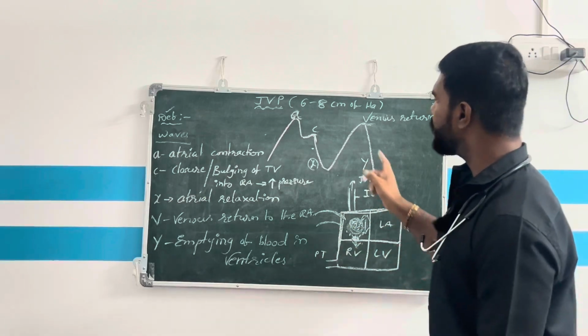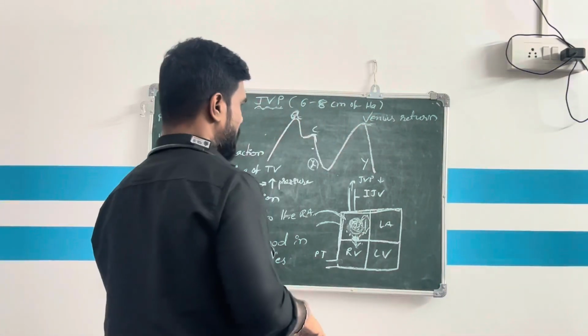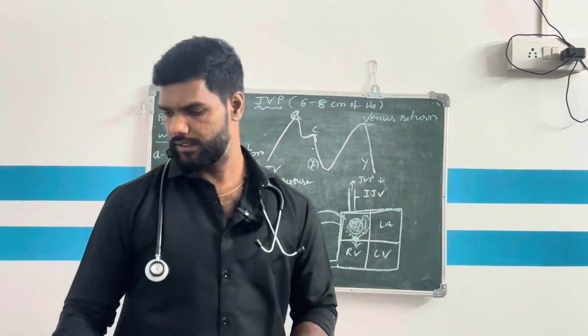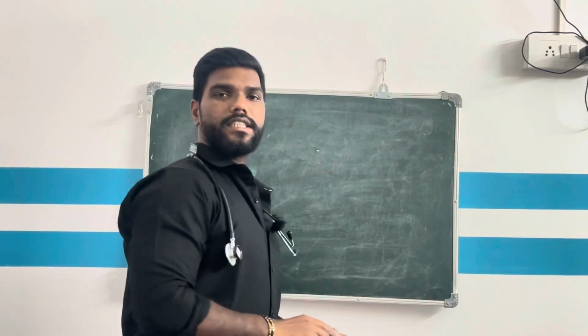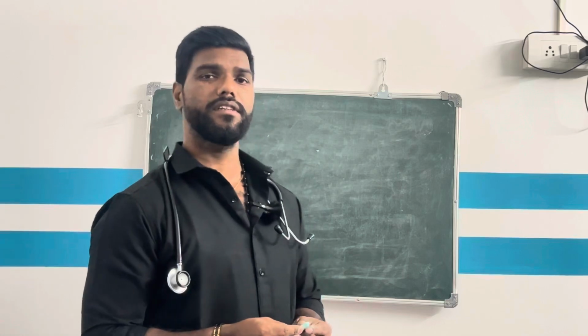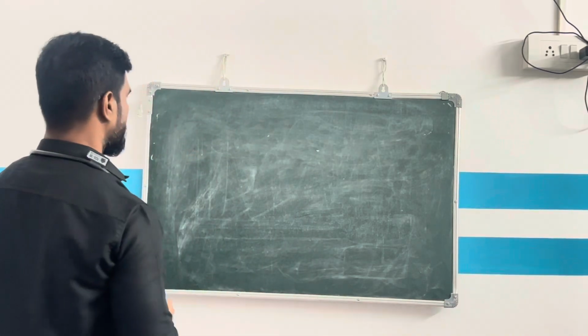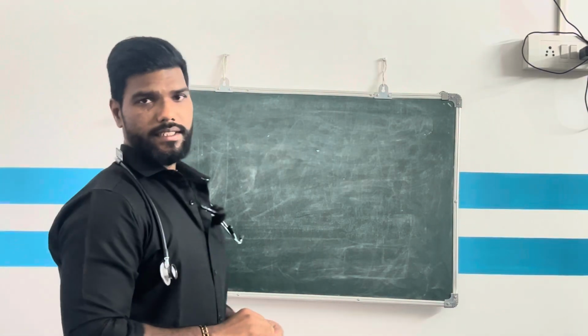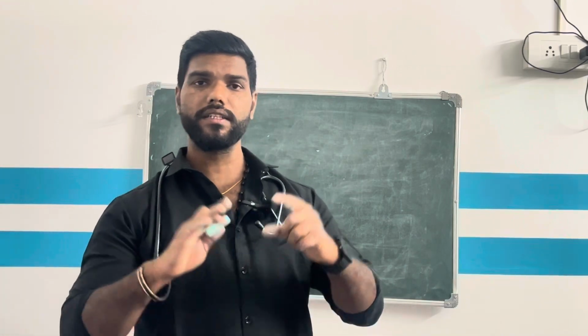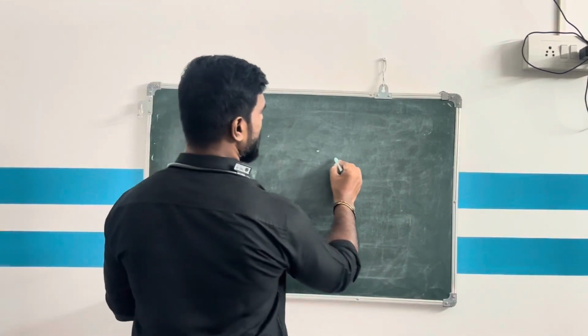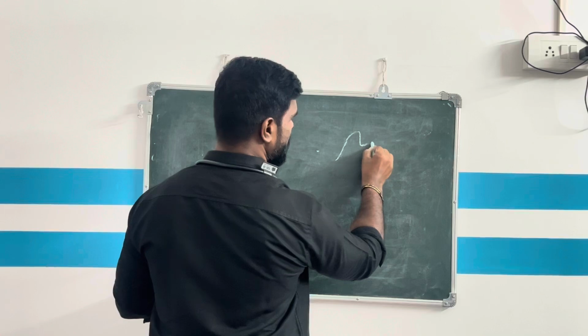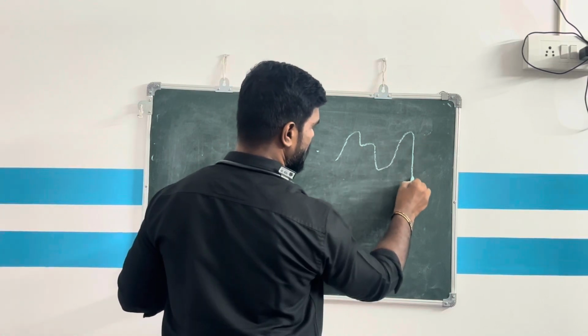So this is all about the JVP, right? So that was the brief explanation of the jugular venous pressure. And what are the abnormalities? What are the abnormalities of jugular venous pressure? In some conditions, there is a large A wave, like this is the jugular venous pressure waves, right?